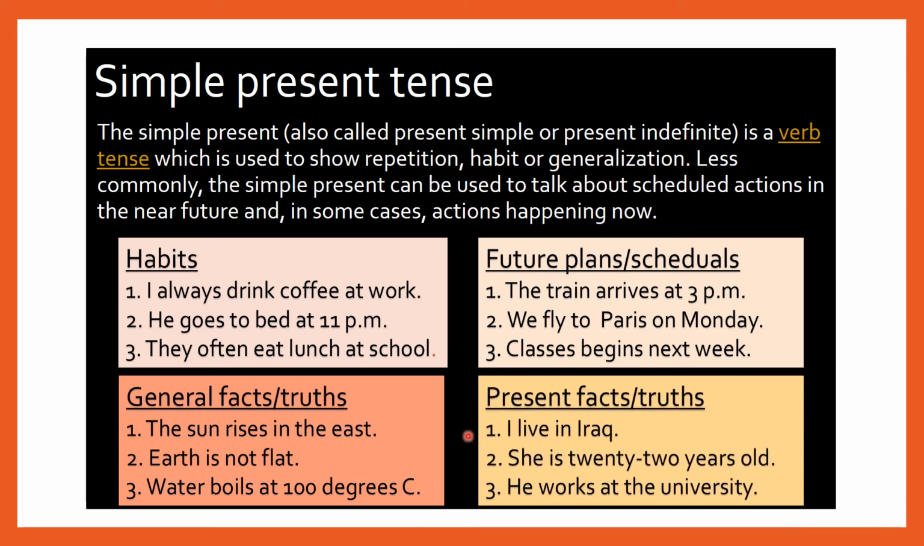We use simple present tense also to present facts and truths. For example, I live in Iraq. Number two, she is 22 years old. Number three, he works at the university. As we see, these three examples are present facts.